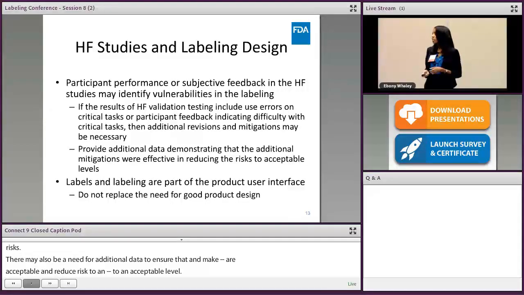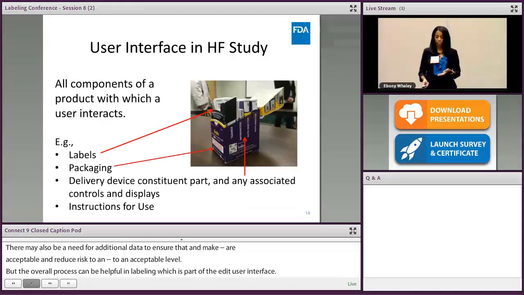Human factors engineering and the overall process can be helpful in improving our labels and labelings, which is part of the product user interface. But it's important to note that even optimized labels and labeling do not replace the need for overall good product design.